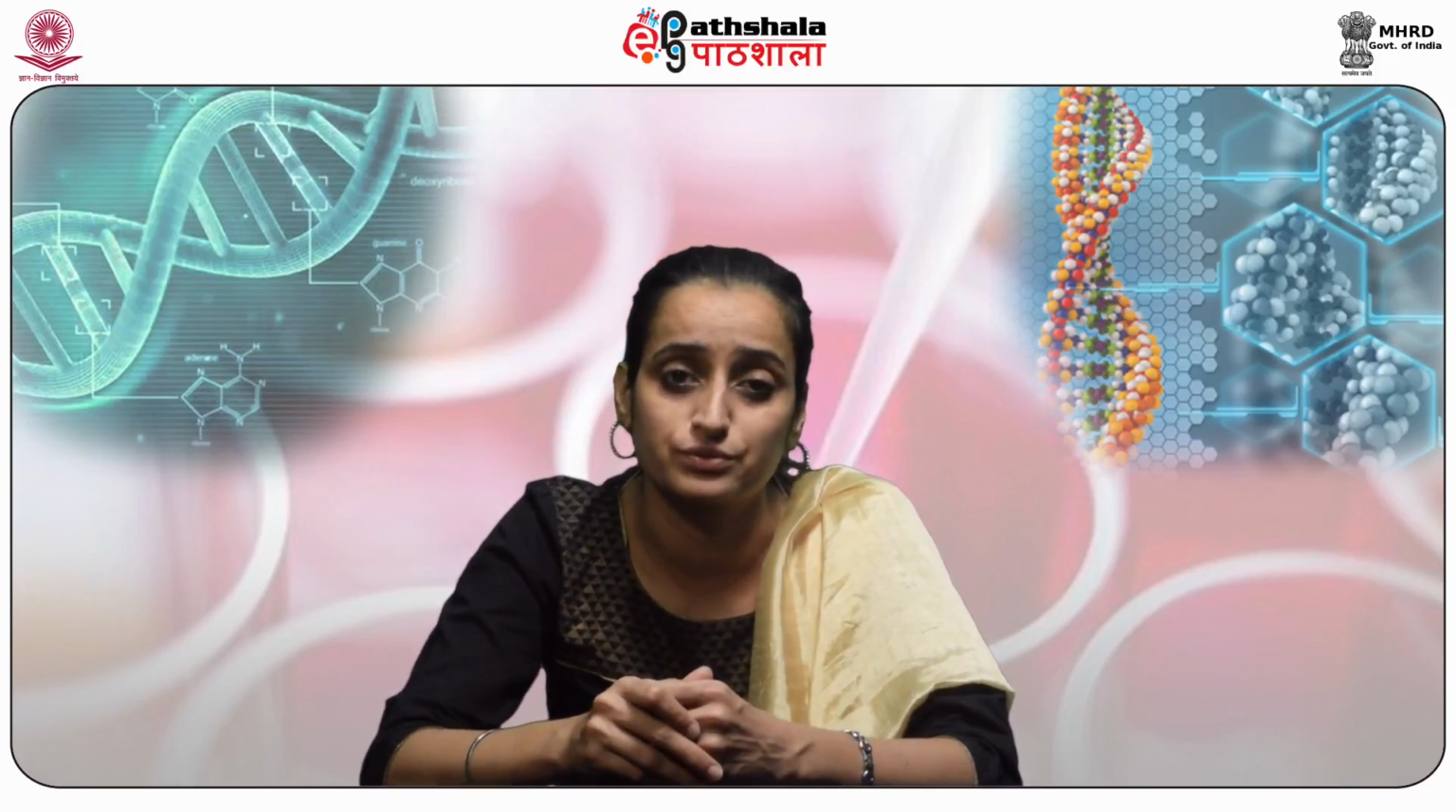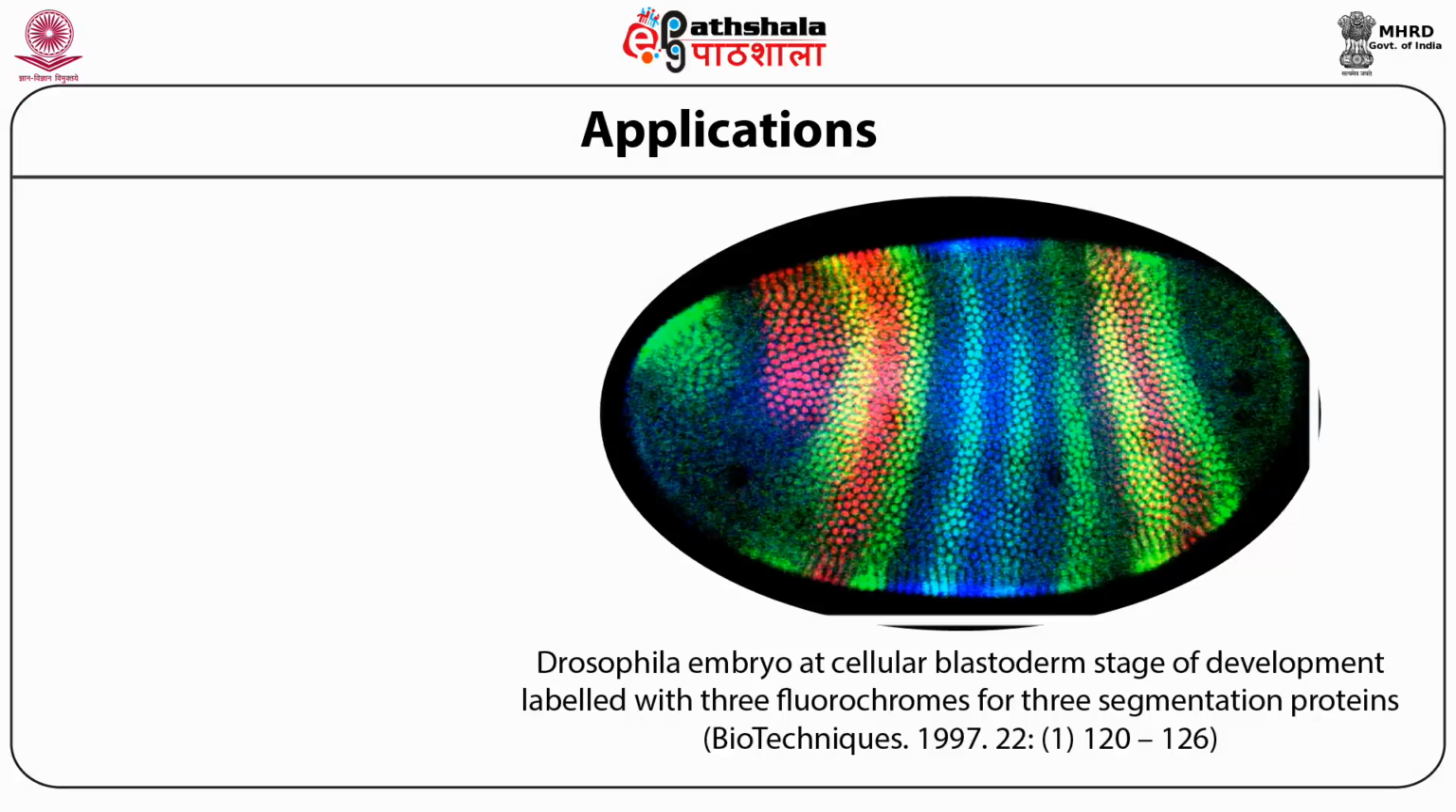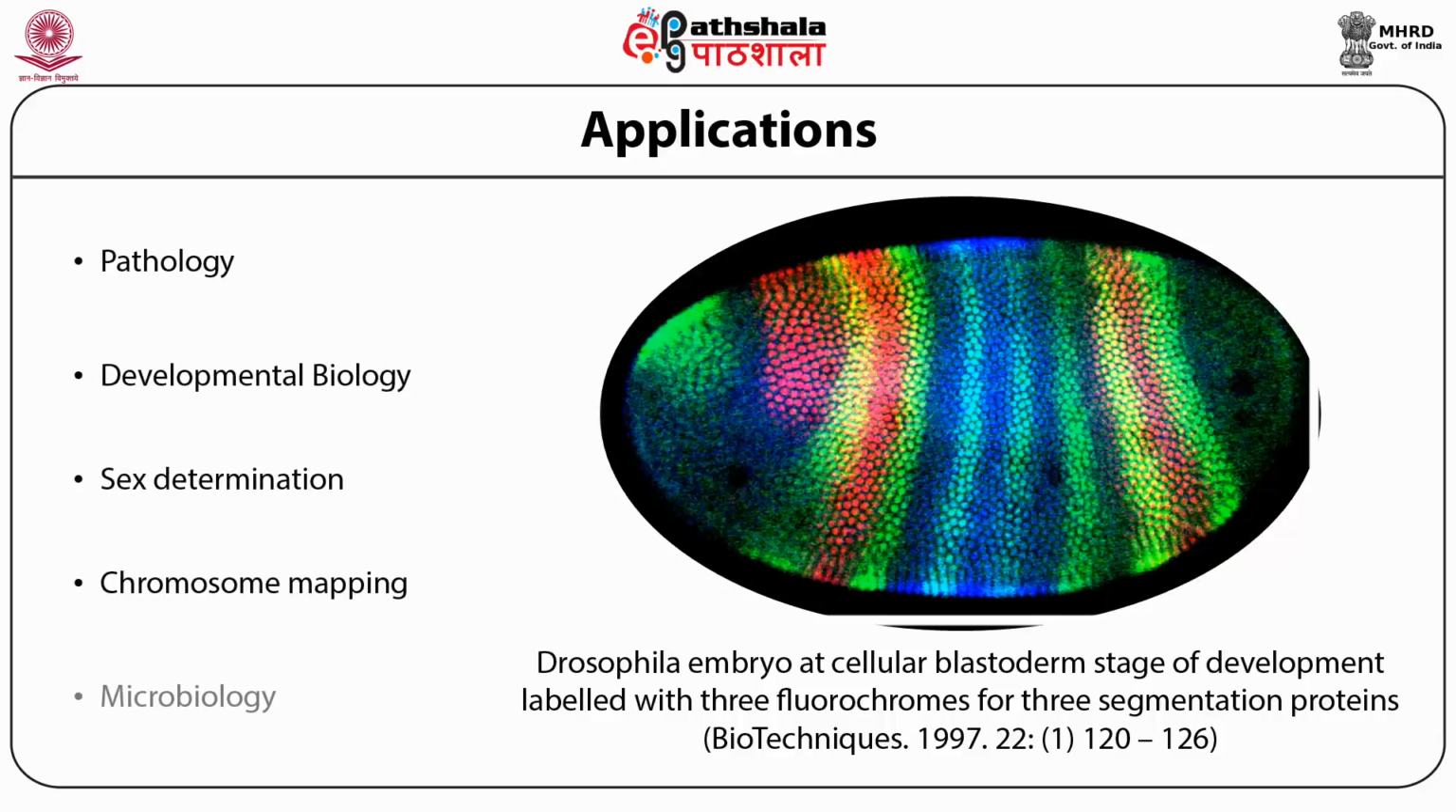Applications. ISH technique has various applications in pathology, developmental biology, sex determination, chromosome mapping, and microbiology. Pathology. The technique has majorly been applied in histopathology and detection of viral diseases. It has been applied for the detection of cytomegalovirus, human papillomavirus, Epstein-Barr virus, hepatitis B virus, mycoplasma, salmonella, etc.